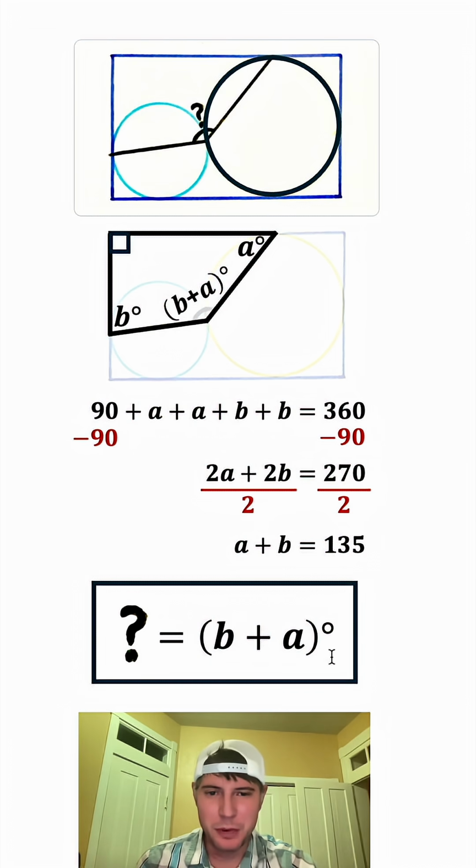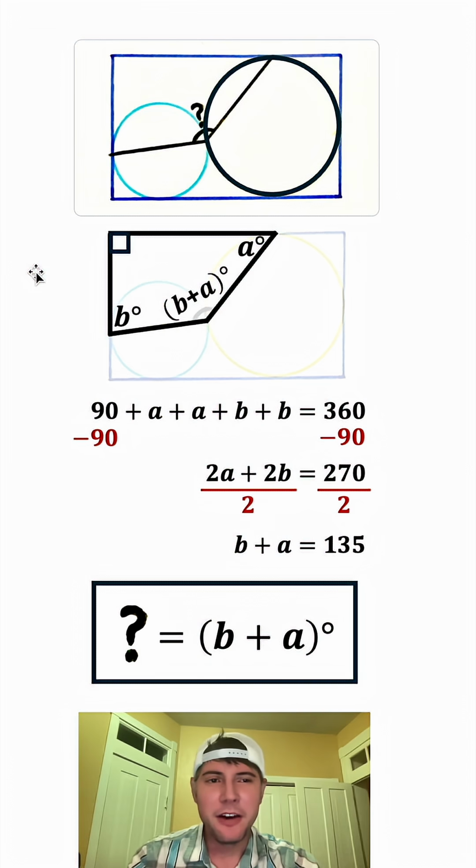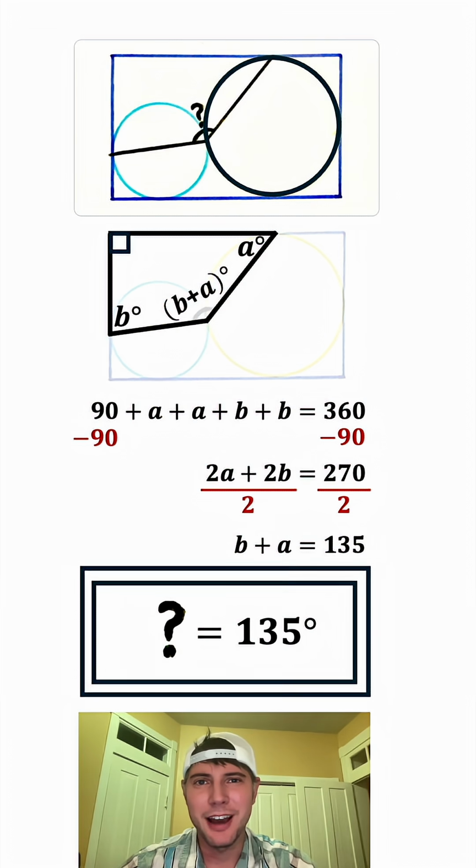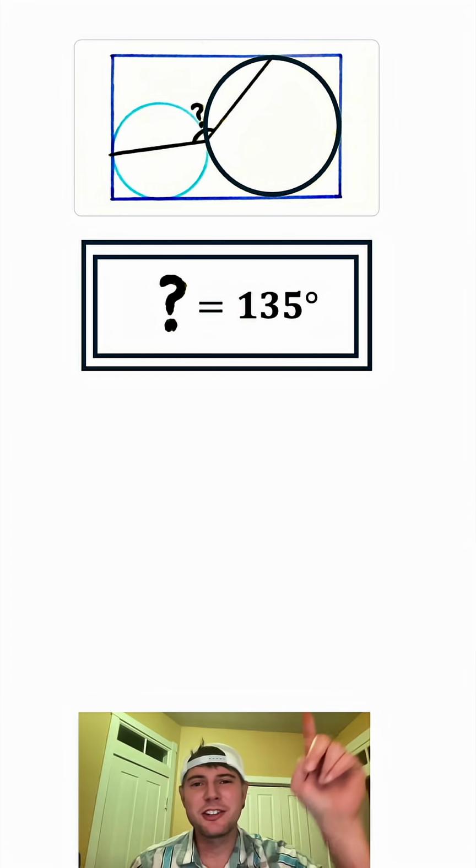And our question mark was B plus A. We can switch these. And now in the place of B plus A, we can plug in 135. So this is the answer to our question. This angle is going to be 135 degrees. Let's put a box around it. How exciting. This is the answer to day 11.